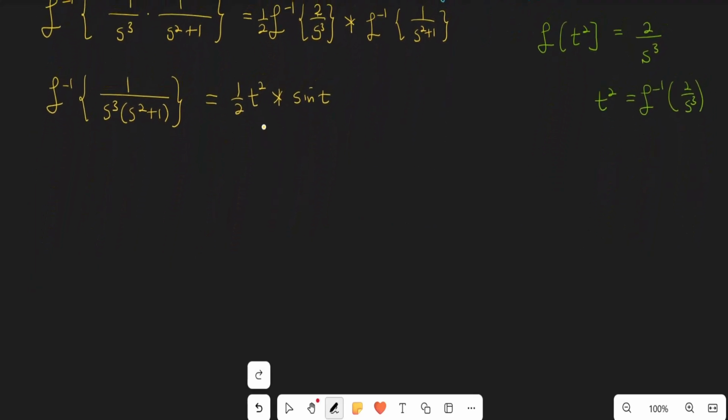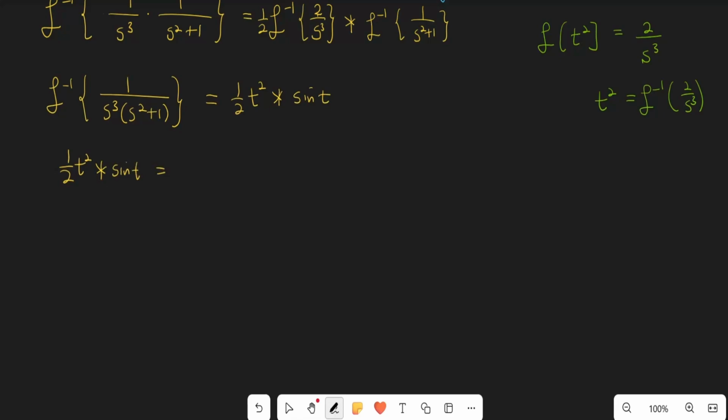So that means if we are able to find the convolution of 1/2 t squared and then sine of t, that should automatically be the Laplace inverse of this function here. So good luck with the convolution. So the convolution, we are now going to have this 1/2 t squared convoluted with sine of t.